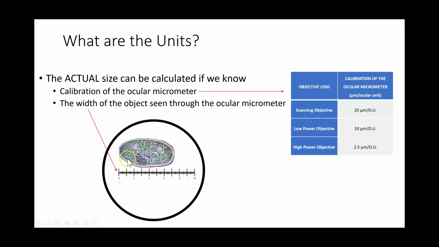If we wanted to know the actual size of this little protozoan, how big it truly is in real life, we need to know two things. We need to know the calibration of the ocular micrometer, so which lens we're using and what its calibration is. And then we need to count the width of the object. If we look at this, it was 5, 10, 15, 20, 25, 30, 35. So it's approximately 35 ocular units across. We know the width, but in this particular case we don't know which objective lens we're using, so we can't calculate this example. But let's do an example where we can calculate it.